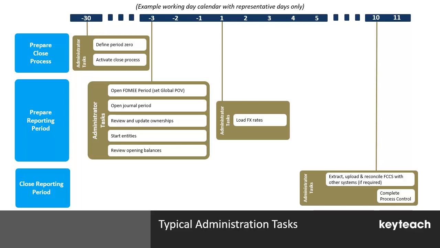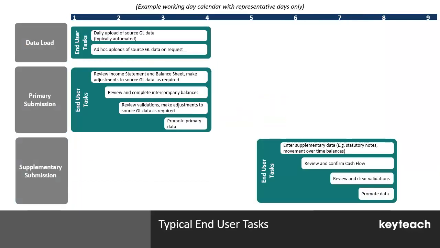Towards the end of the month, we look at closing the reporting period. So you might want to extract, upload and reconcile FCCS with any other systems. And then you might want to complete and lock down data as the finishing element of the process. We could build schedules with tasks for end users. So typically the end users will load their data through data management. It might be done centrally for them, or they might need to do it themselves. They may have external templates which allow them to transform and upload their GL data.